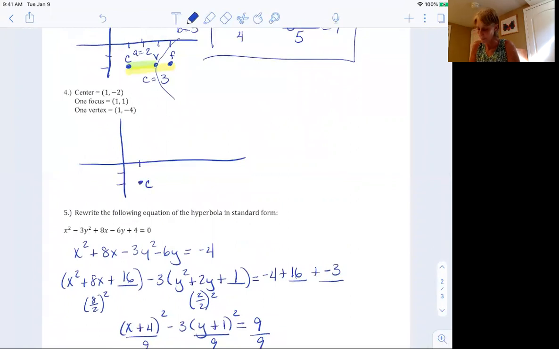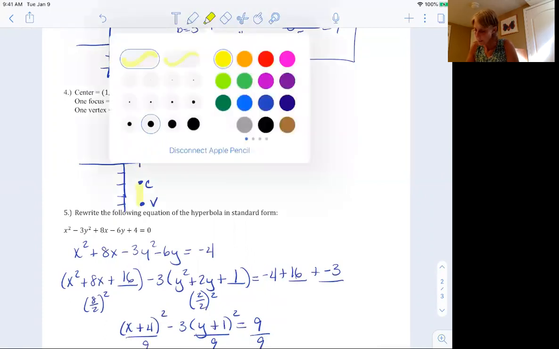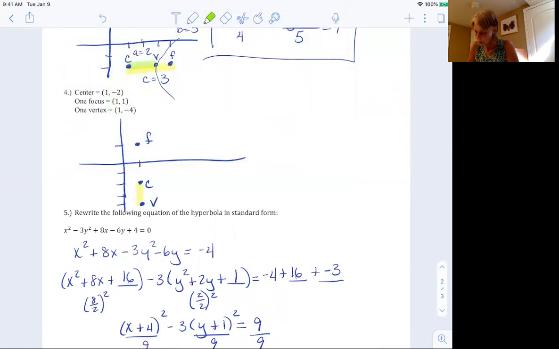My center. I have a focus at 1, 1. I have a vertex at 1, -4. So A is going to be that distance. C is going to be center to focus, that distance. My A value is 2 units. My C value is 1, 2, 3 units. My hyperbola is going up and down. So the up and down means y is positive.